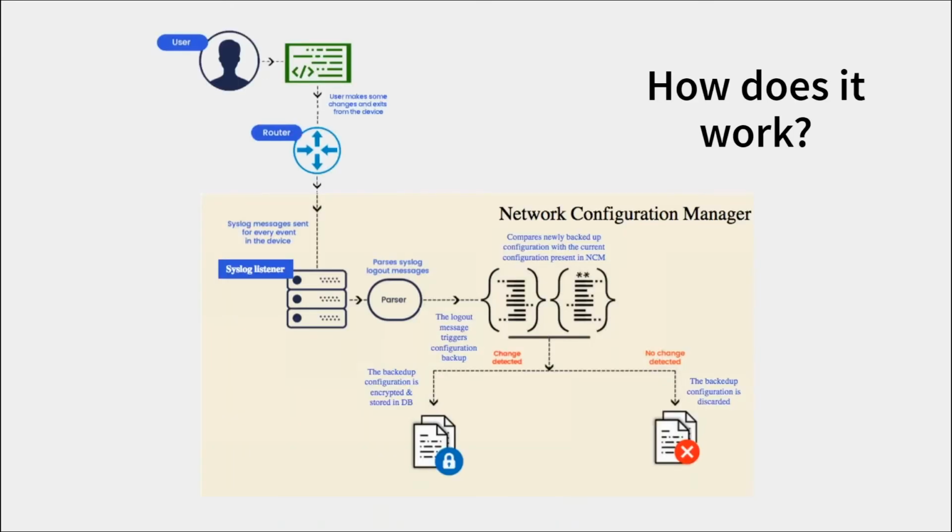So suppose a user logs into a device, makes a change and logs out of the device. Syslog messages will be triggered. On receiving the syslog messages, NCM will immediately take a backup of that particular configuration. Once it takes a backup of the configuration, it will compare the configuration with the previous configuration. In case a change is detected, that particular configuration will be saved in the DB. If a change is not detected, the configuration file will be discarded.